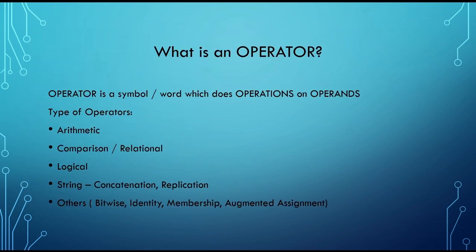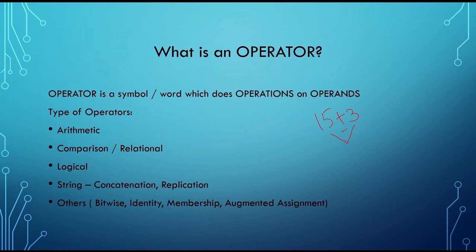The next token is an operator. An operator is a symbol or a word which does operations on operands. When I talk of operands, I am referring to the data. Supposing I had 15 plus 3. The operation that's happening is addition. The operator that is used is a plus, and the data upon which I am performing the operation is called an operand. So 15 and 3 are operands.